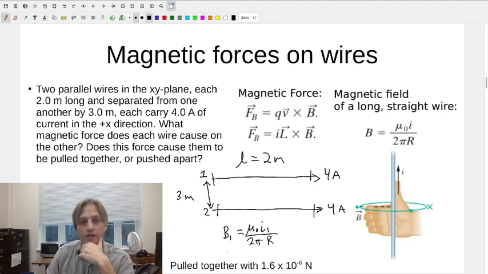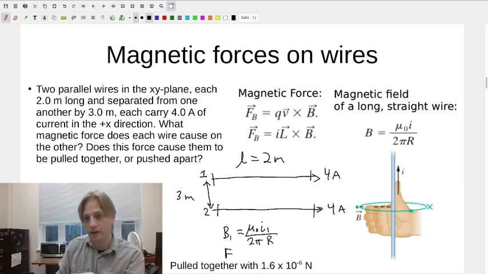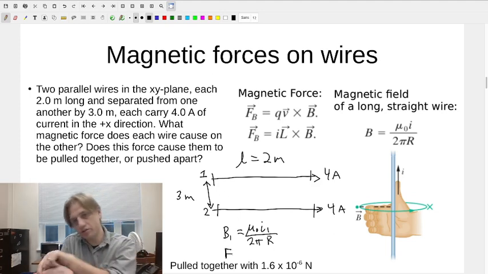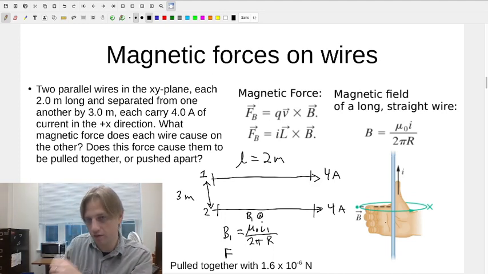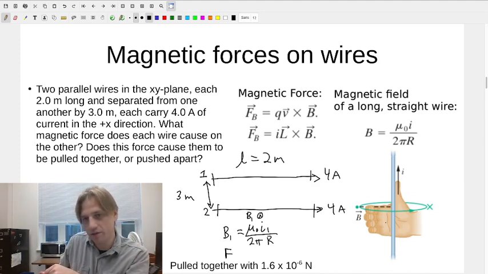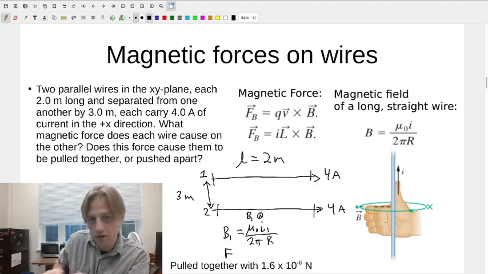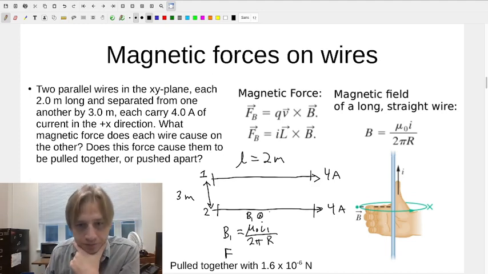And then it's important to try to figure out what direction is that field. So at the position of 2, that B1 is going to be going into the page. And you can figure that out by putting your thumb in the direction of current 1, putting your hand down towards the wire 2, and then curling your fingers around in the direction of wire 2.